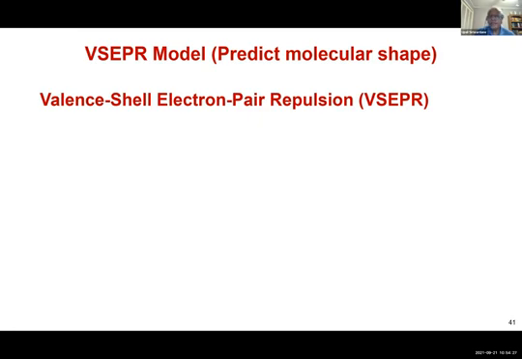We use this model to predict the molecular shape. It's based on the idea that electrons in the valence shell can repel bonding and non-bonding electron pairs, creating the geometry or shape of the molecule.